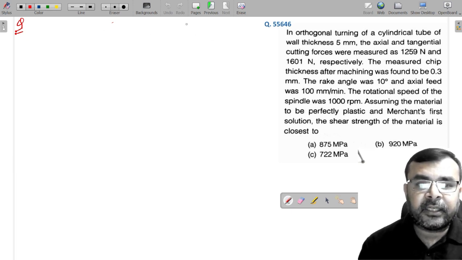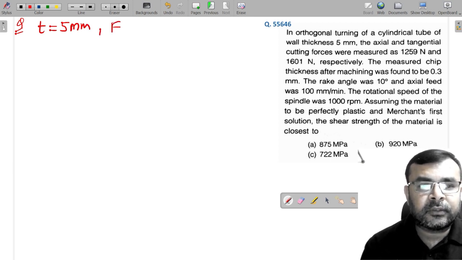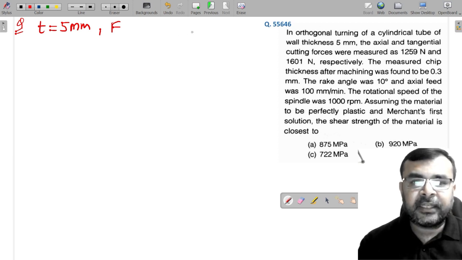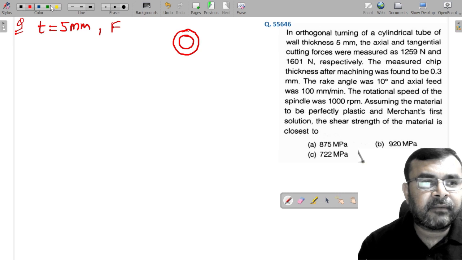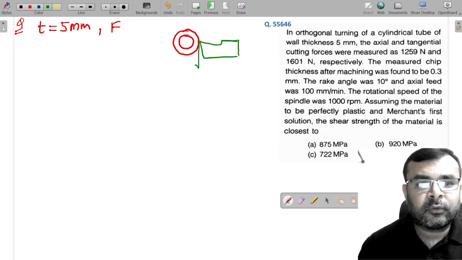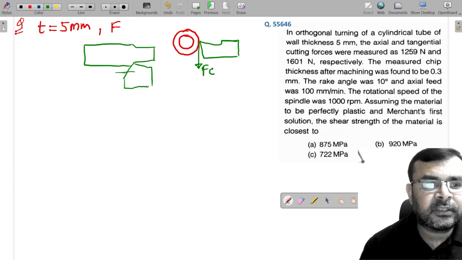In orthogonal turning of cylindrical tube of wall thickness 5 millimeter, wall thickness T is equal to 5 millimeter, and axial and tangential cutting force, you can see here axial and tangential. This is a turning process. So let's see here, this is a tube, and let's suppose we have a tool here, correct? So one force is acting here, this is called cutting force, and this is the side view. And similarly, if I write its front view, then it is looking like this, and this is our tool, and one force is acting here, this is called FT, tangential force, and this is cutting force.